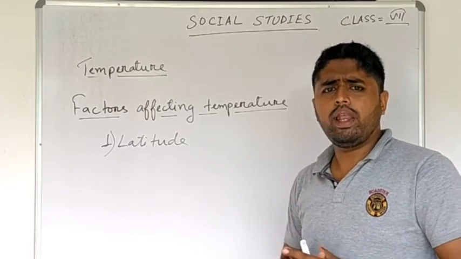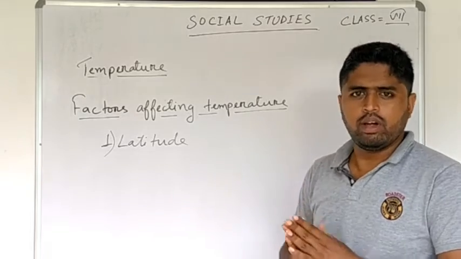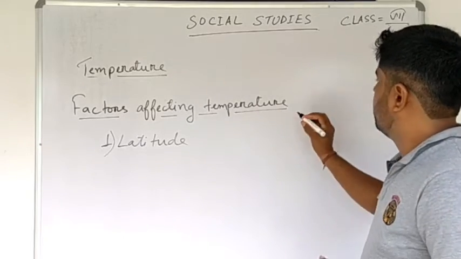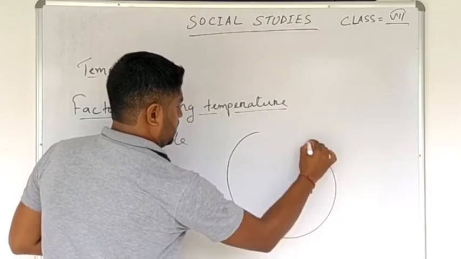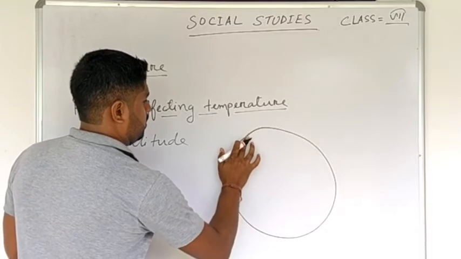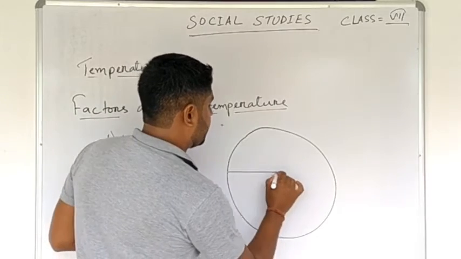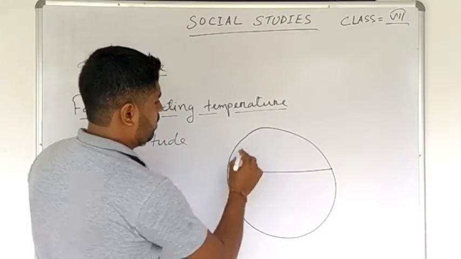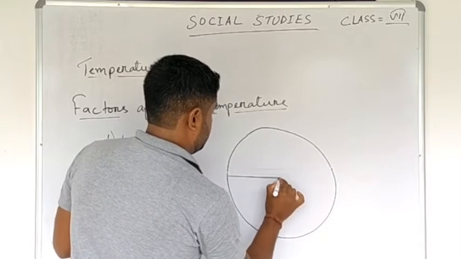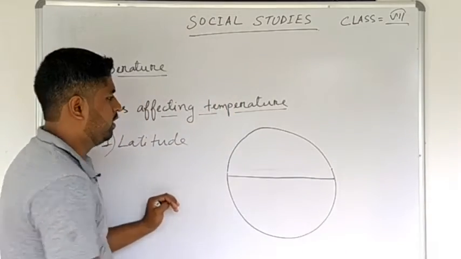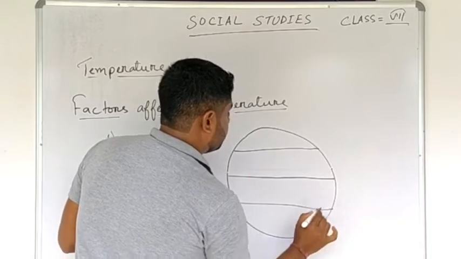To understand how latitude affects the temperature, I need to show you a diagram. The diagram is simple. Assume that this is the Earth. This is the equator. This is the northern hemisphere. This is the southern hemisphere.